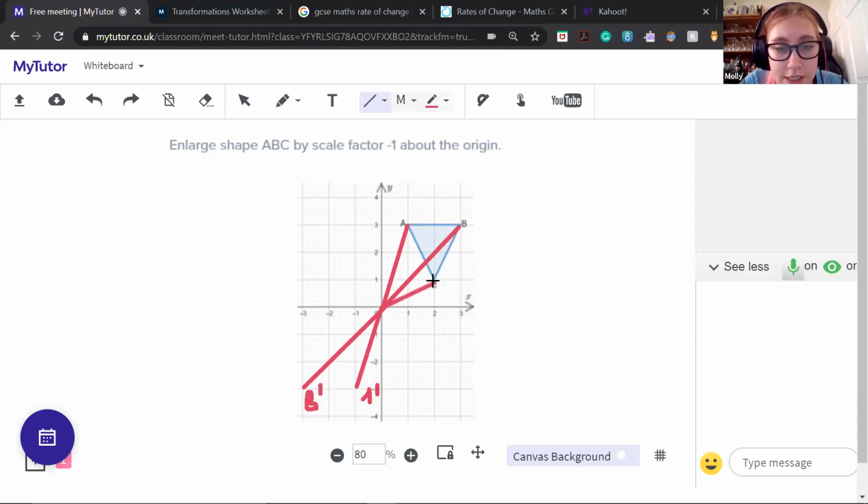Finally, origin to C is across 2 and up 1. So we do the same, but backwards. And again, see how that forms a straight line. See how we've got these lines crossing over here, and that's C dash. And then we just connect up these. So connect A to B, and then B to C, and then C back to A.